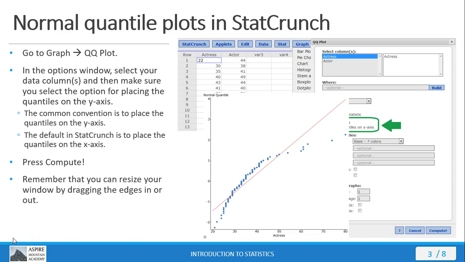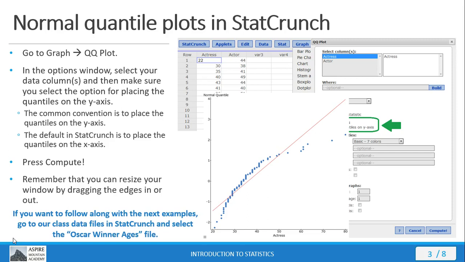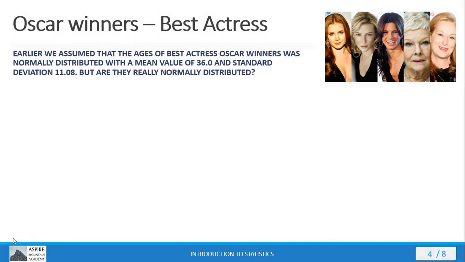So what we're going to do now is look through some examples. We're going to give you some practice making these normal quantile plots. If you want to follow along in the very next examples, go ahead, get into StatCrunch and open up the Oscar winner ages file. In fact, the first example is the one we just showed you in the little video embedded in the video. In our previous mini lectures, we've always assumed that the best actress data was normally distributed. But is it normally distributed in reality?